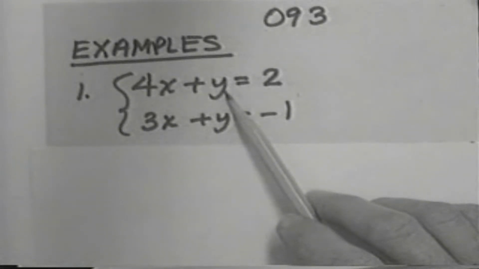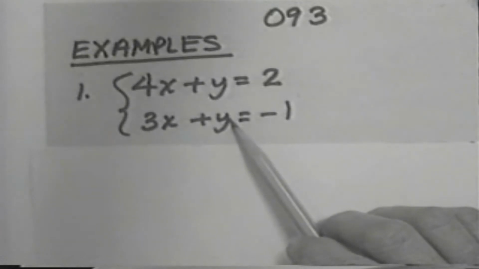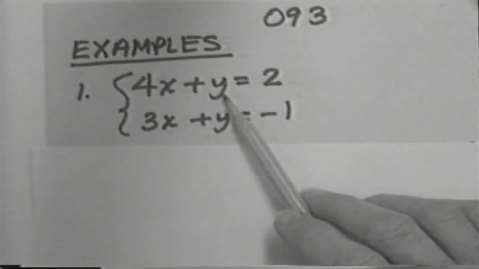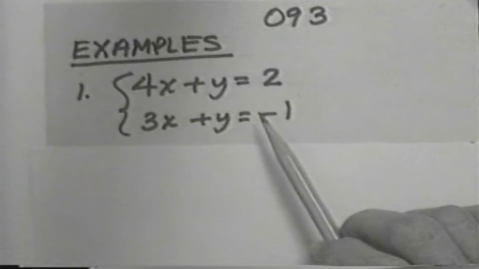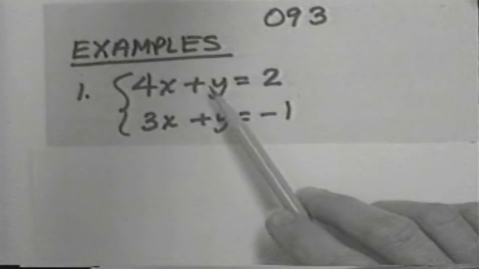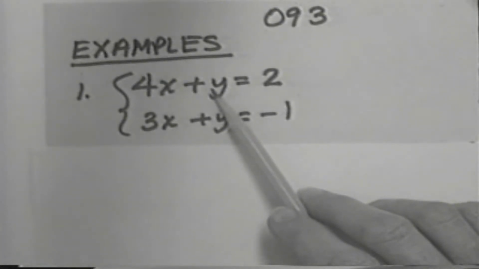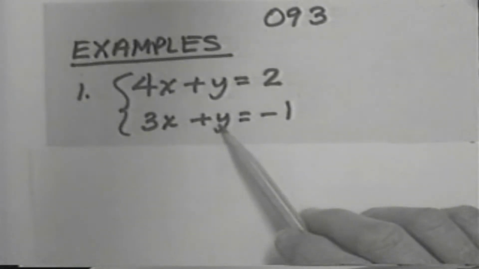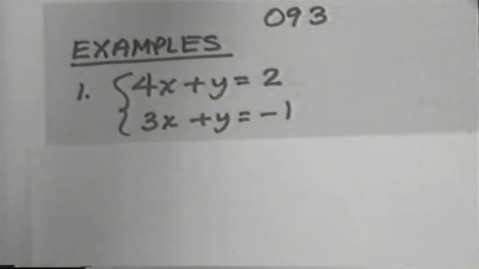In the first equation, the y has an understood coefficient of 1. In the second equation, the y has an understood coefficient of 1. They are not opposites of each other, but if you multiply either of these equations by -1, you would create opposite coefficients. You could multiply the first equation by -1 to get -1y, and leave the second equation as it is, that is, multiply by +1 to get +1y, or vice versa. I'm going to choose to multiply the second equation by -1.